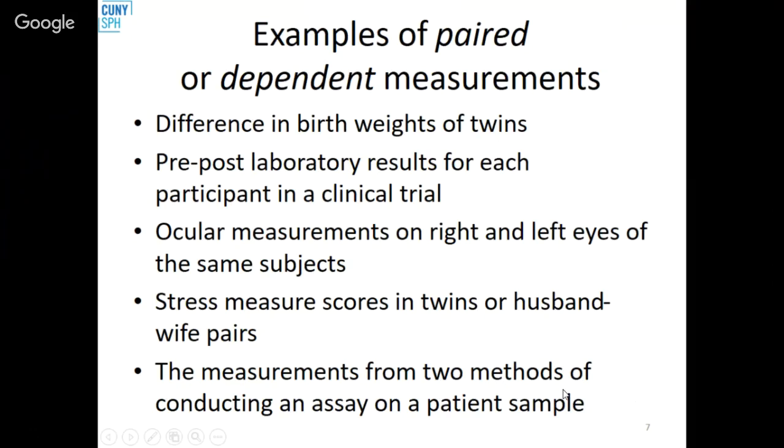Or finally, measurements from 2 methods of conducting an assay on a patient sample. So you have the same sample, but 2 different measurements on that sample. Like say you're comparing 2 different ways of measuring hemoglobin levels, and you want to know if you're getting the same results from those 2 measurements. Those would be paired samples.